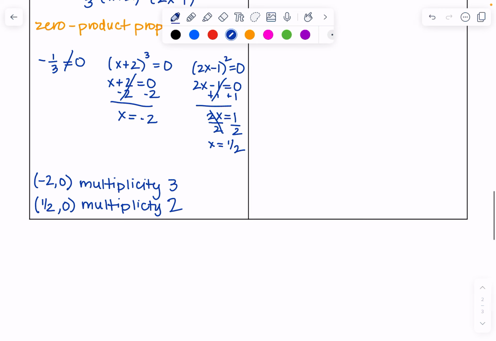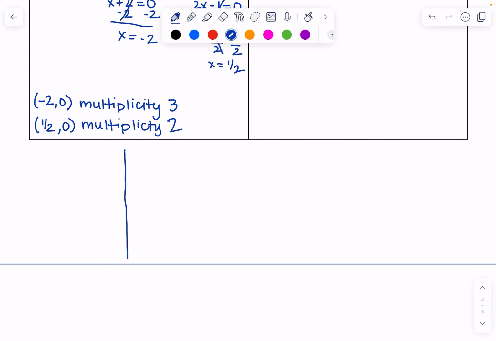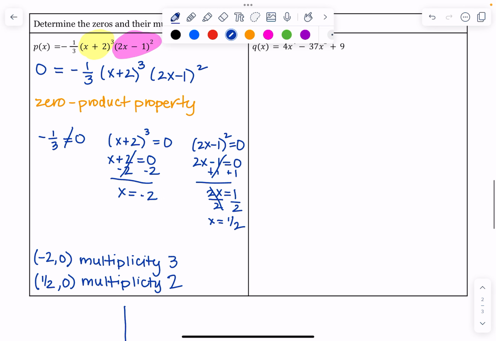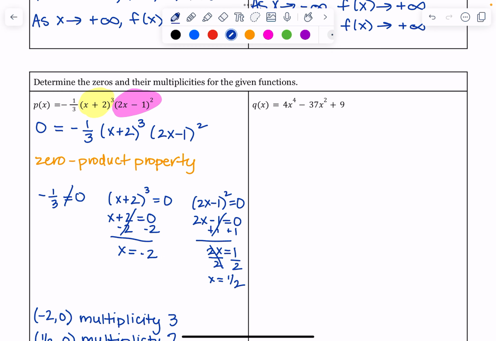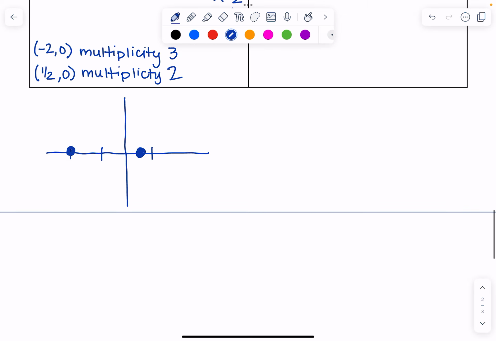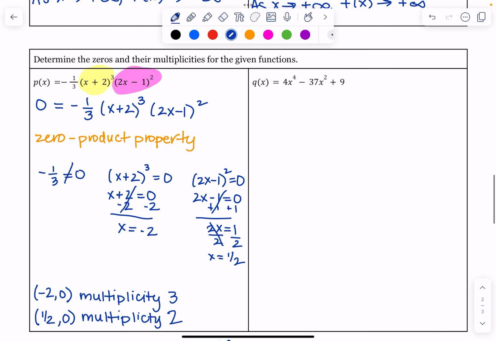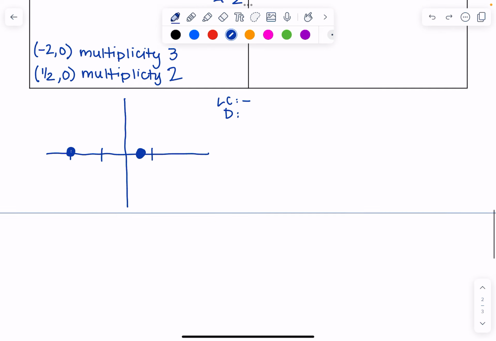Okay, it doesn't ask us to, but if we were to sketch a graph of this, we're going to have a dot at -2 and a dot at 1/2. We don't really know how they connect, but we have a leading coefficient that is negative. So I'll write that down here. So our leading coefficient is negative, and our degree is 1, 2, 3, 4, 5. So our degree is odd. So if we have a negative leading coefficient that is odd, our end behavior is going to start here and finish here.